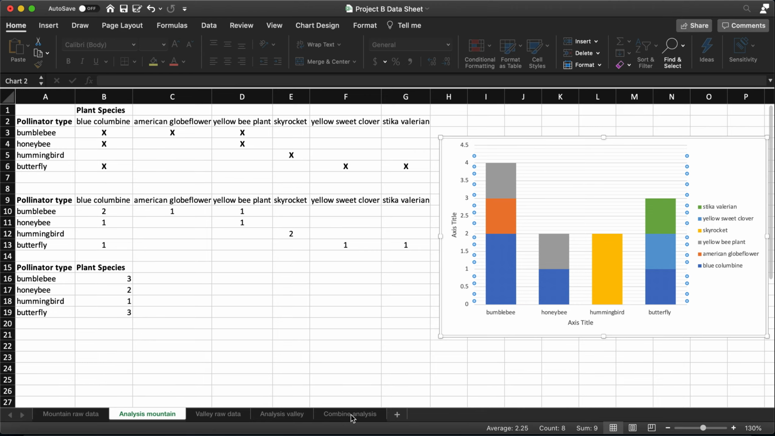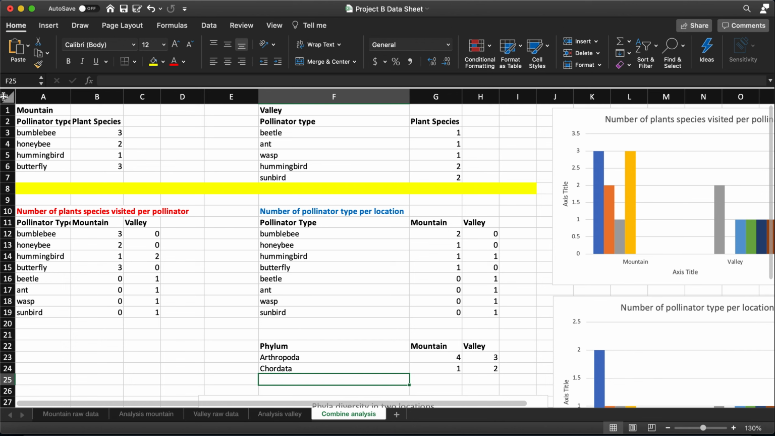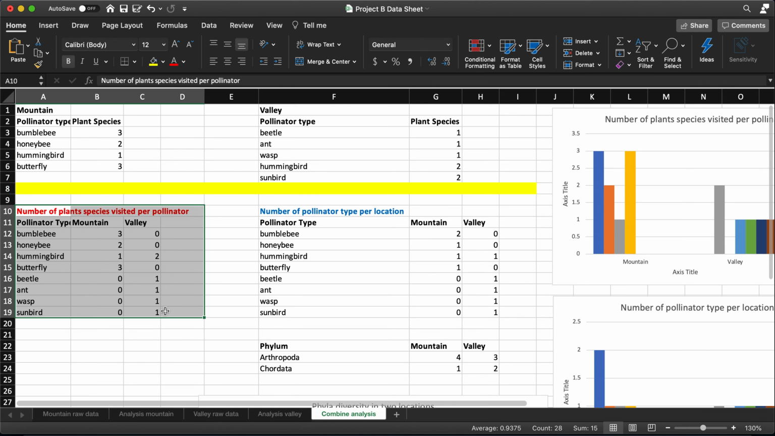You also want to do some type of combined analysis. So remember those 2 tables that I did as a summary of how many plant species they visited. There is one here for mountains and one here for the valley. Now you want to combine these 2 and this is what it looks like: the number of plants visited per pollinator. So you have your mountain information. You can see that this information was put in here, and then you didn't see any beetles, ants, or wasps in the mountains.